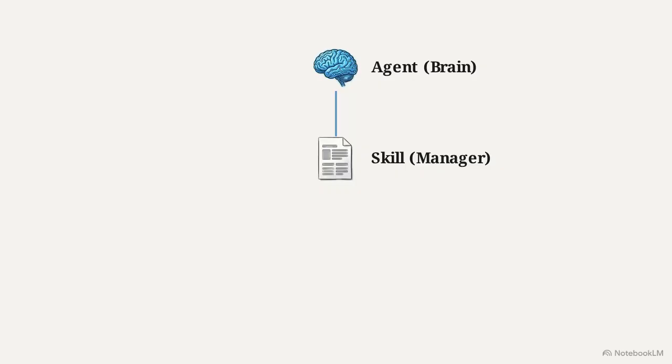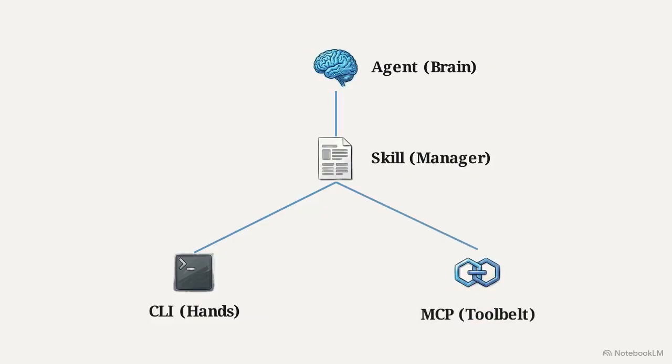The agent acts as the brain. The skill operates as the manager, holding the SOPs. Your command line interface acts as the hands, executing local commands. And the Model Context Protocol, or MCP, is the tool belt connecting external APIs.